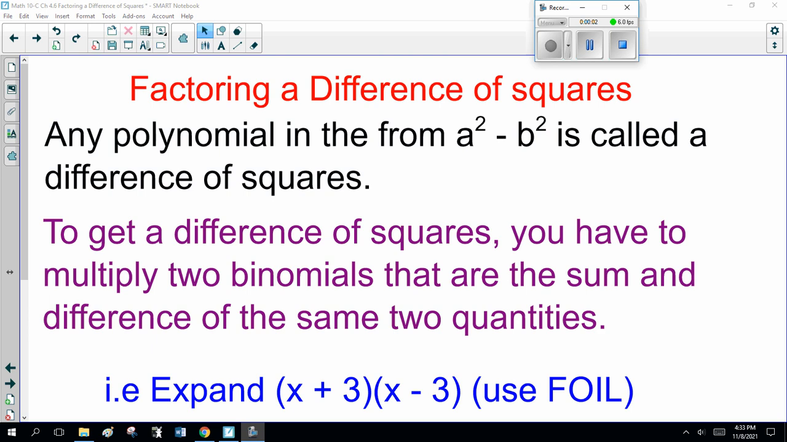Hello, ladies and gentlemen. Welcome back to Math 10C, Chapter 4, Section 6, Factoring a Difference of Squares. Now, here, factoring a difference of squares.